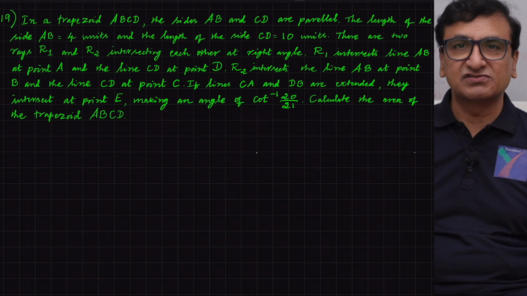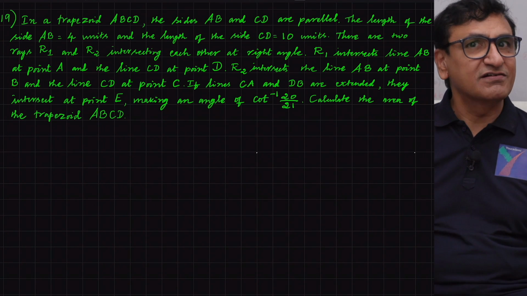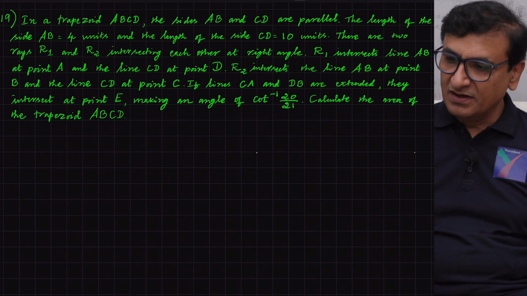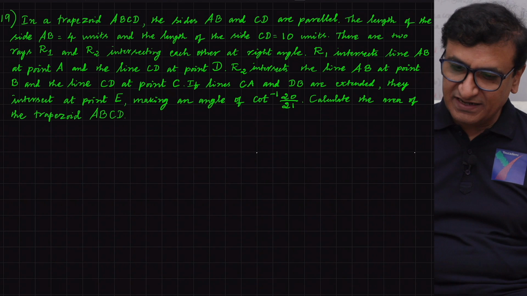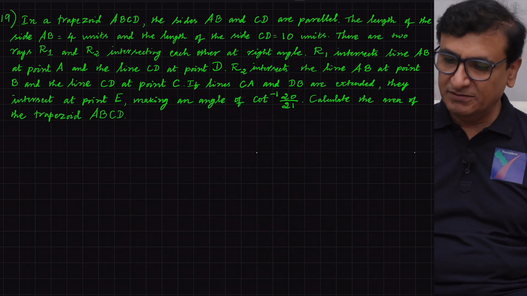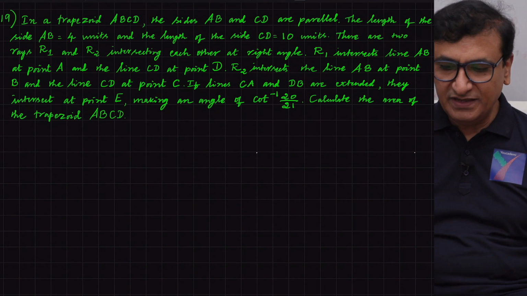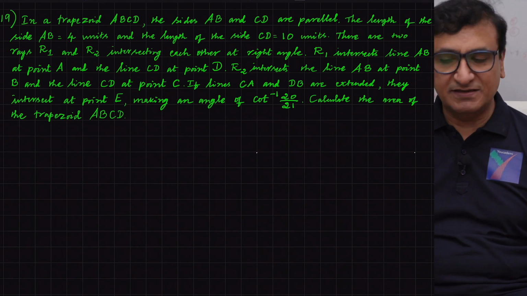There are two rays R1 and R2 that intersect each other at right angles. R1 intersects the line AB at point A and the line CD at point D. R2 intersects the line AB at point B and the line CD at point C.